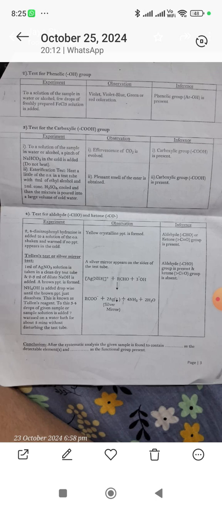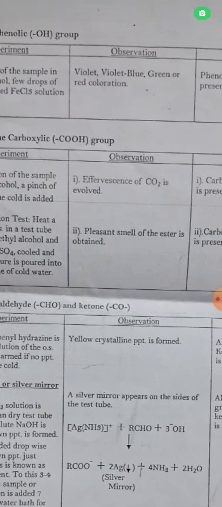But if you get phenol, then please remember that under phenol also you can see there are so many colors: violet, violet blue, green or red color. You will write only the color which you have seen. You should never write multiple colors.